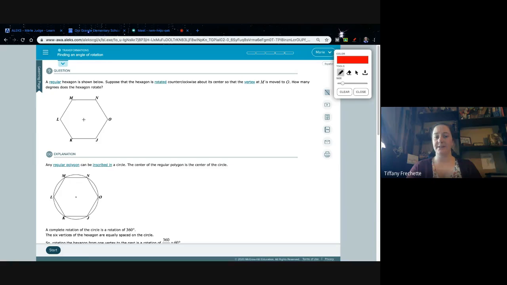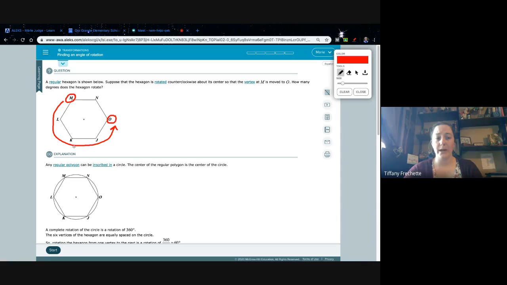So this center point isn't moving. It's all the other points that are moving around. And we want to turn it so that this point moves to O. And we're going counterclockwise, so it means we're going this direction. So you have to pay attention to which direction it is. Counterclockwise means the wrong way on a clock, so go backwards.